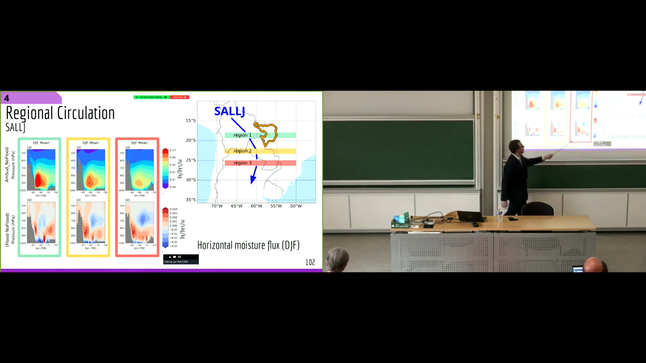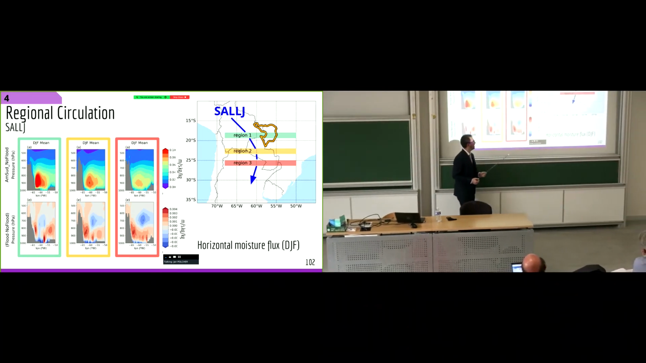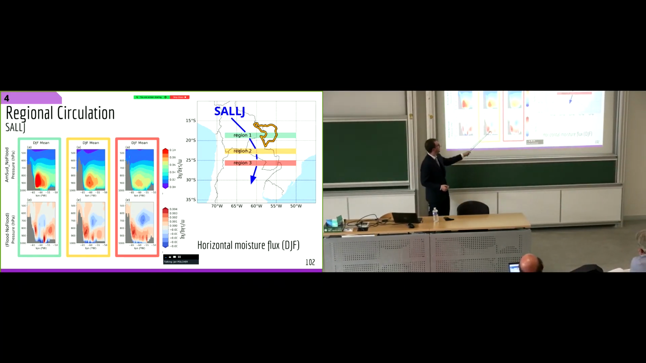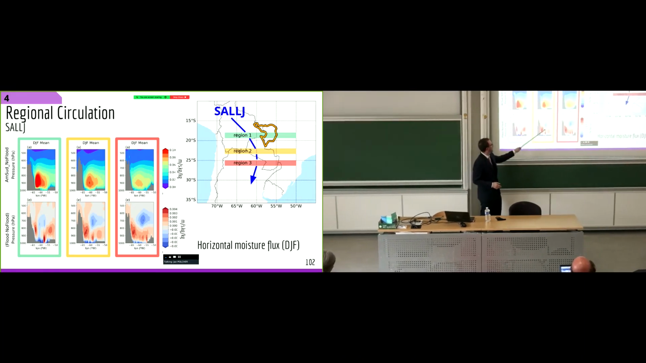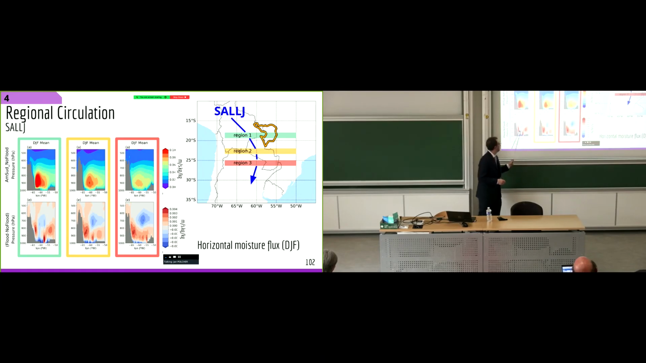What you can see is that in regions 2 and 3, south of the Pantanal, we have an increase of the horizontal moisture flux in the lower levels of the atmosphere, between 950 and 800 hectopascal. This is also true for the green region, region 1, except around 60 degrees west. I looked at it, and this is not related to specific humidity, where we have an increase, but we have an important decrease of the wind of the South American low-level jet, and this produces this reduction of the horizontal moisture flux.